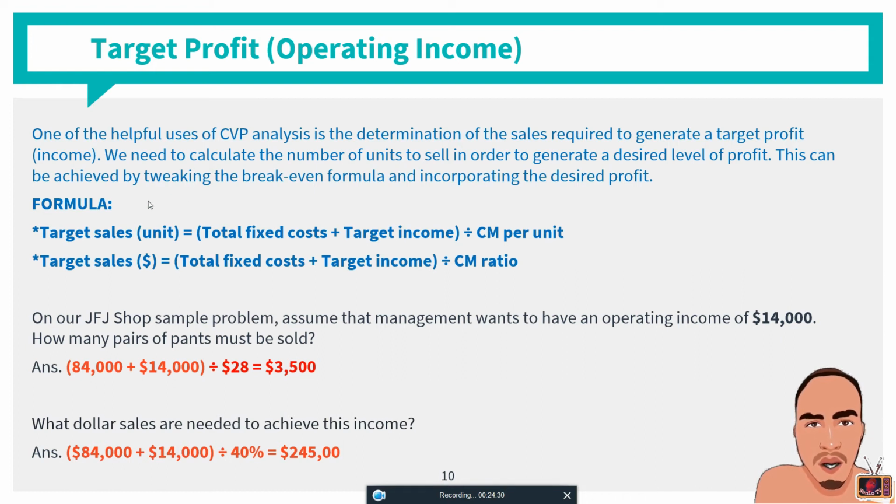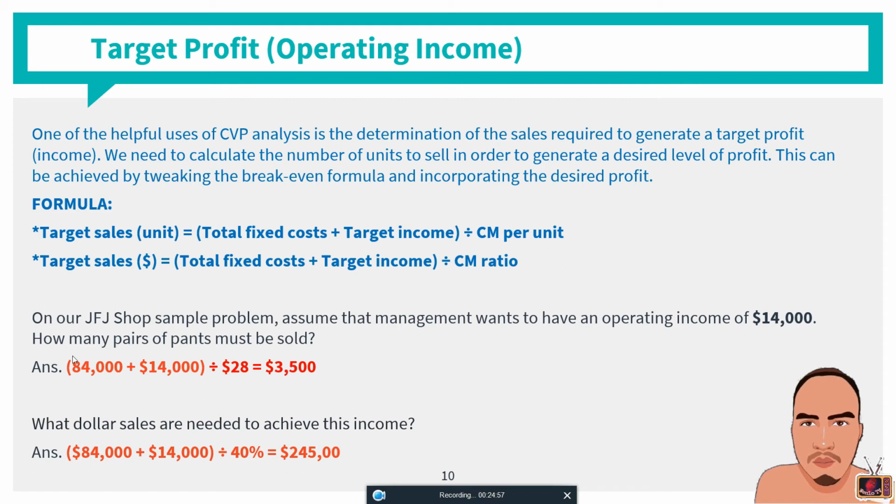So we are the ones who will set the target profit that we will achieve. So with this, for target profit or operating income, the formula is: target sales in units equals total fixed cost plus target income, divided by the CM per unit. Or the target sales in dollars or whatever currency is total fixed cost plus target income divided by CM ratio.